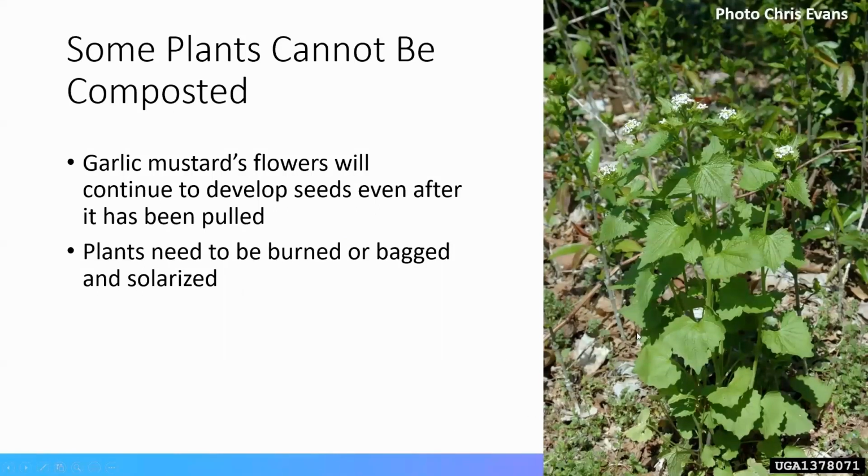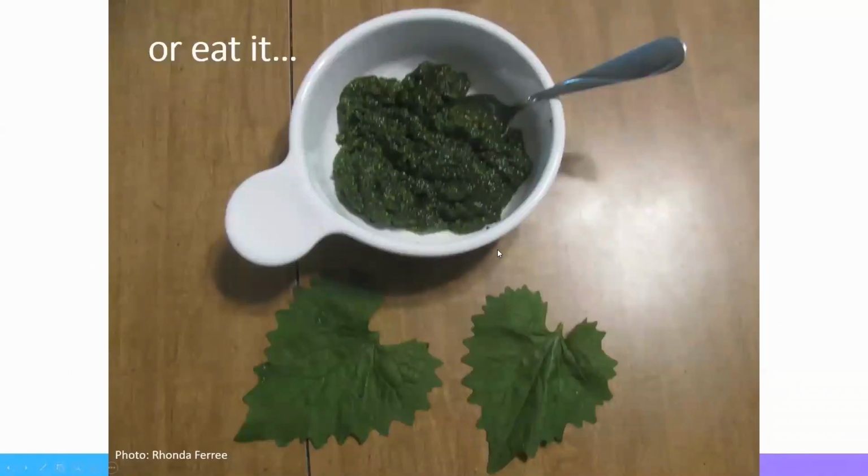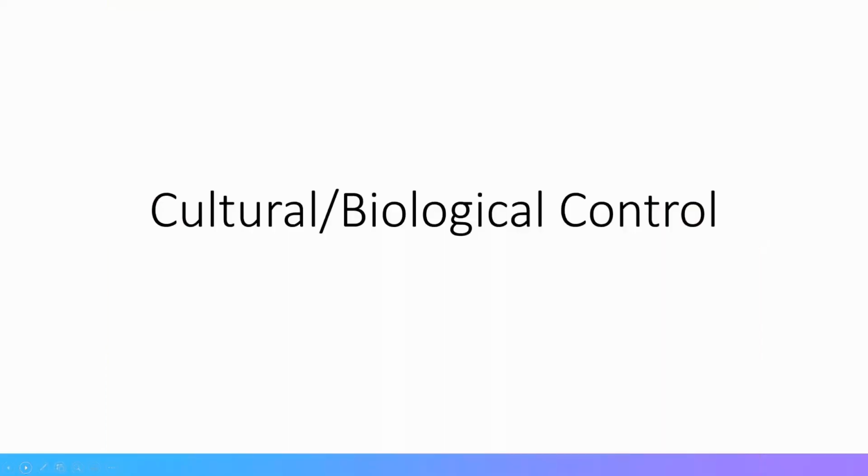And as I mentioned, garlic mustard, we'd love to be able to compost it, but it will continue to develop seeds even after it's been pulled. So you can burn it, you can bag it and then put it out in the sun so that it bakes in the sun and is solarized, or you can eat it. There are some edible invasive plants. I would just ask that after eating, you make sure that you don't spread the seeds out into natural areas. So garlic mustard does make a delightful garlic pesto. Does it taste like garlic?